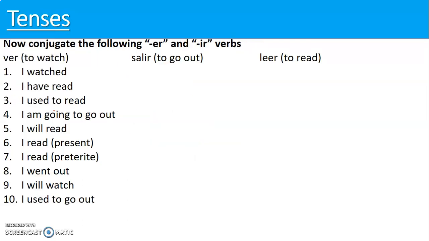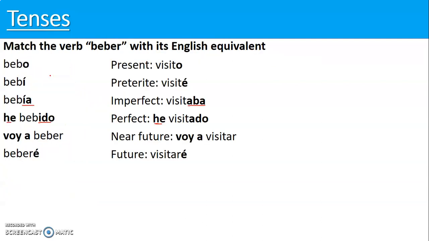Okay, so the same thing with these verbs. So you've got the verb ver, to watch, salir and leer. So translate all of these if we do one together. So if we do I watched, that's going to be the preterite tense. So it's going to be this one here. So it's going to be with an I.